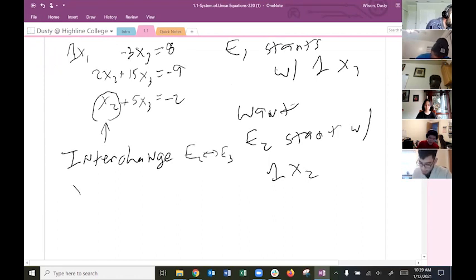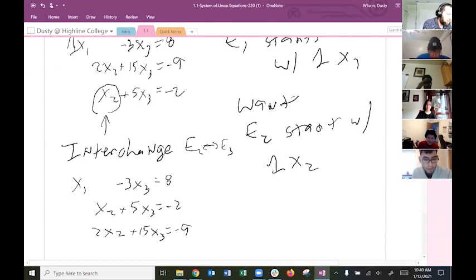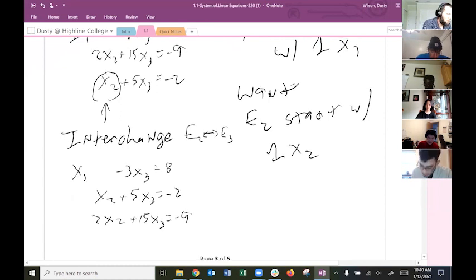So the first equation stays the same, x1 minus 3x3 equals 8. The second equation is now x2 plus 5x3 equals -2. And the third one, 2x2 plus 15x3 equals -9. Yeah, we're just basically being computers here. That's right.